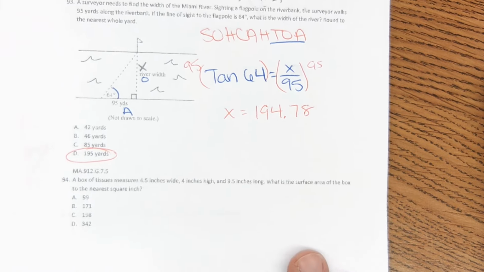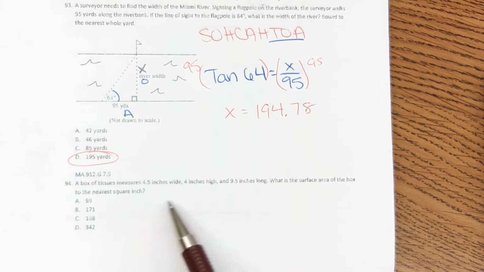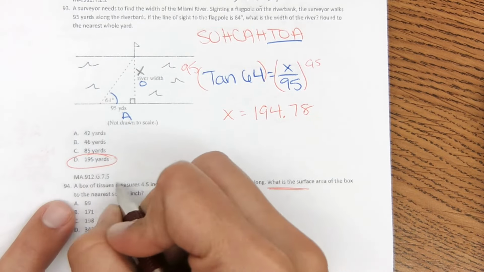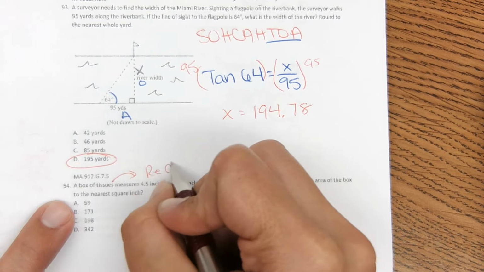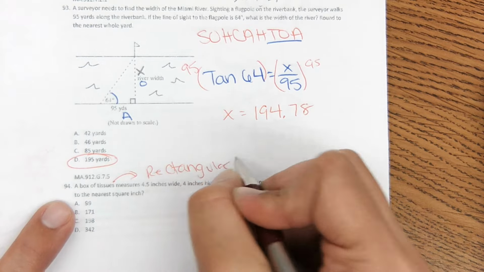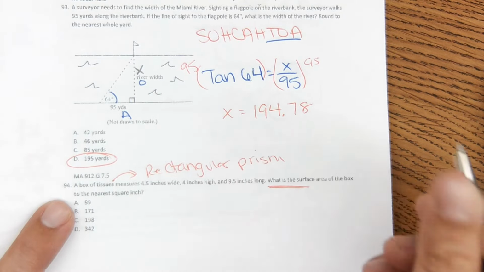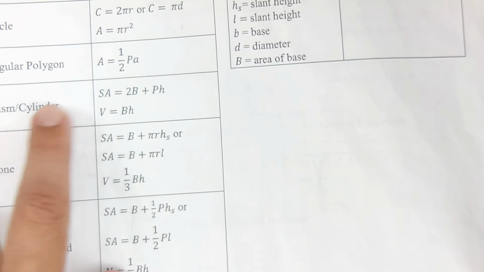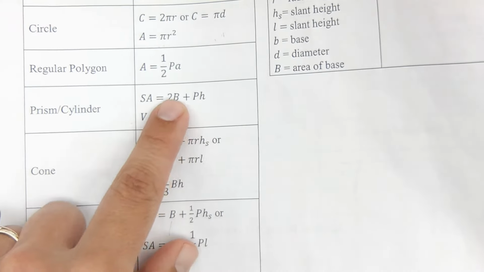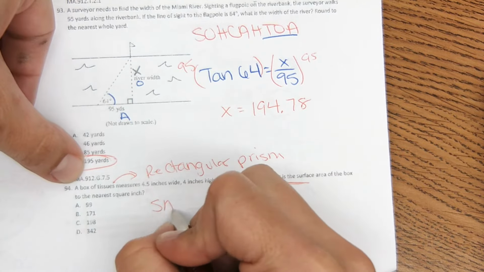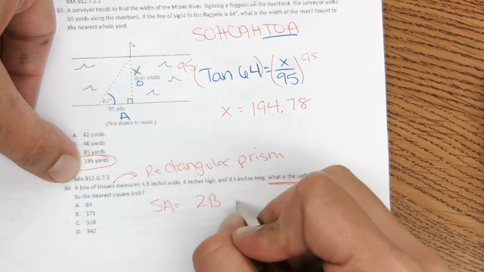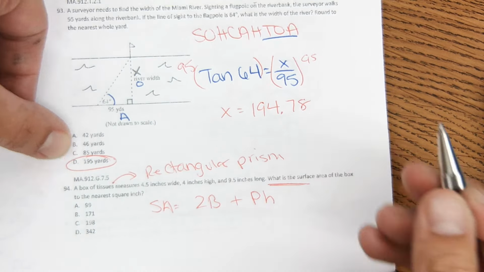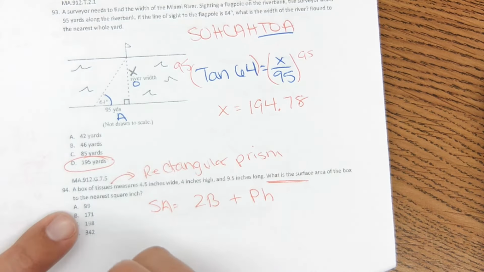Okay. Next one, a box of tissues measures these dimensions. What is the surface area of the box of tissues to the nearest square inch? So box of tissues would be a rectangular prism. So over here, prism, surface area equals 2 times area of the base plus perimeter times the height. And then I'm going to draw this box of tissues actually.